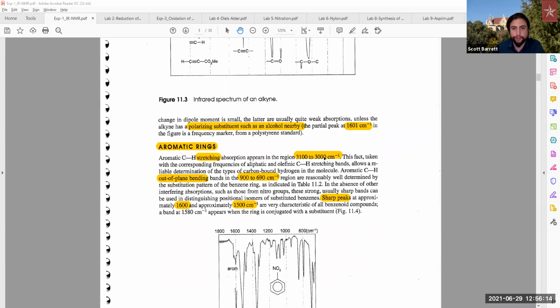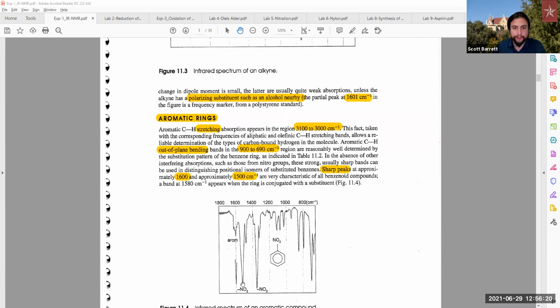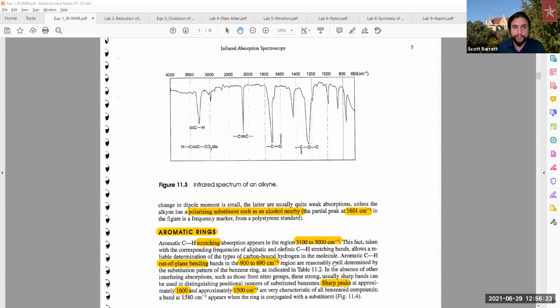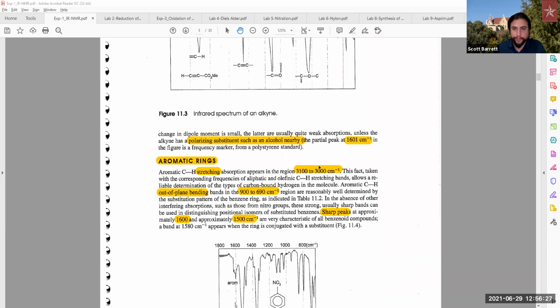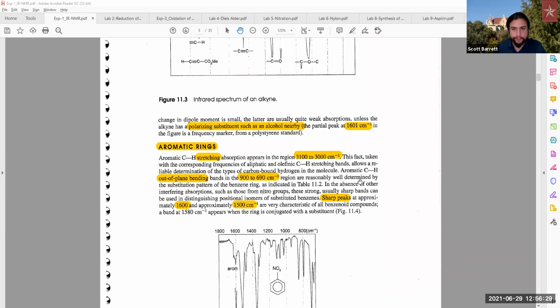Now the 3100 to 3000 region, kind of near alkenes, near alkanes, but it would be very significant. And unfortunately, this doesn't show it here, but I will show an example later for an aromatic ring so you can see exactly how that looks. Another portion of it would be noted: the out-of-plane bending from 900 to 690 and some sharp peaks at around 1600 and 1500.